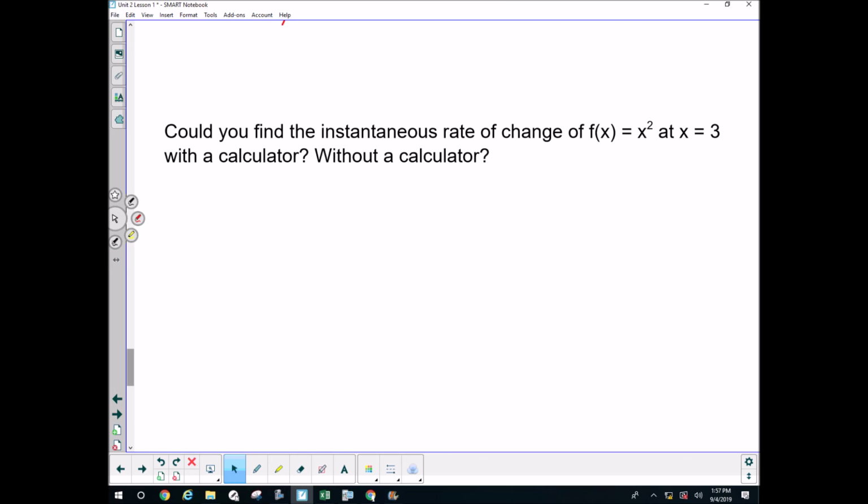Let's do it for x squared. Quickly, with the calculator. Pretend you have your calculator. Find the slope at 3 of x squared. My recommendation is to find the average rate of change, the slope of the secant, using 2.99 and 3.01. Let's go ahead and do that.